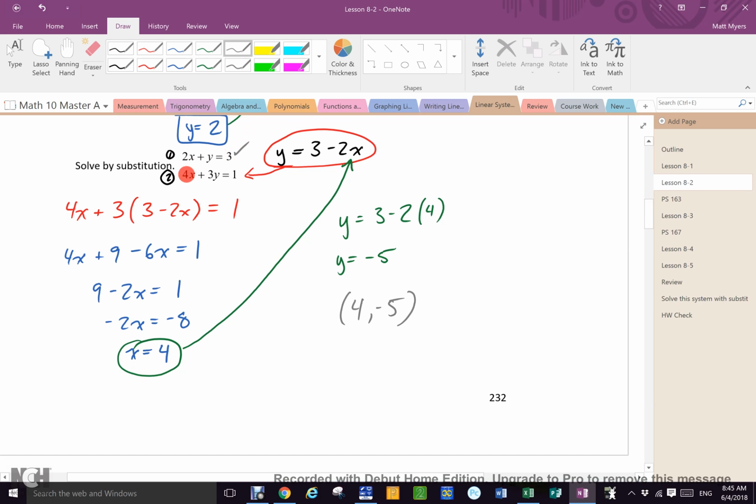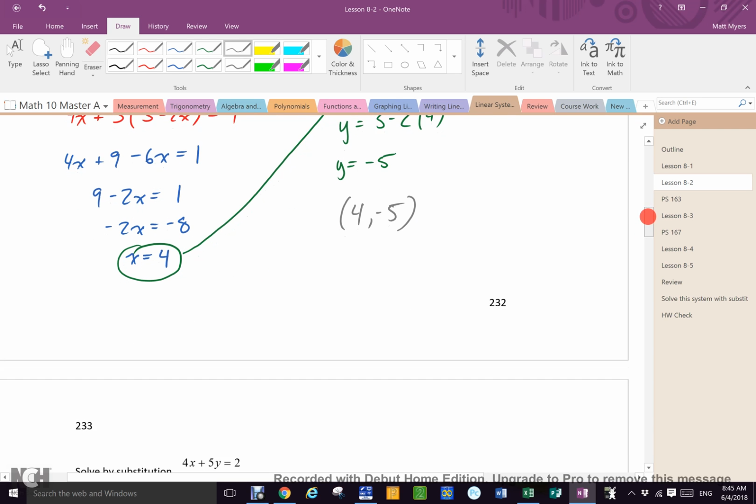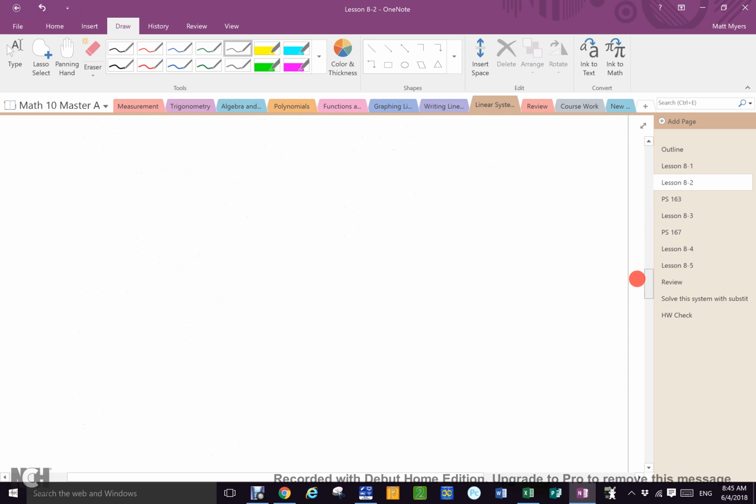What's 4 times 4? What's 3 times negative 5? Is 16 minus 15, 1. So are we right? Yes. Any questions? Now, turn the page over because 233 has something that's tricky.